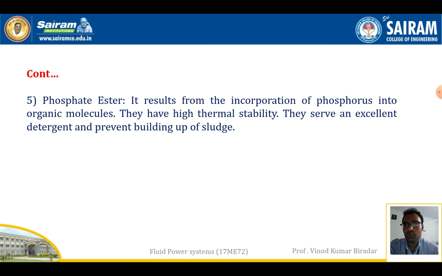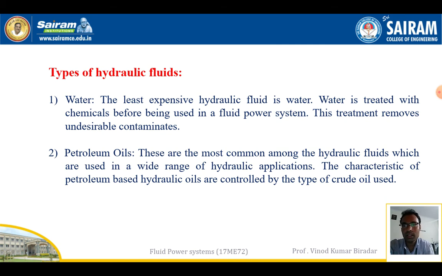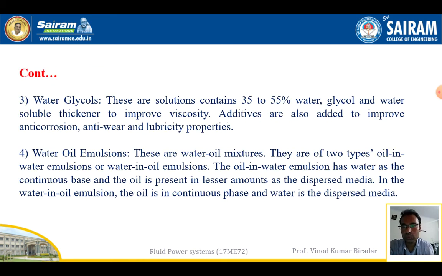Okay, so the last, fifth one is phosphate ester. The main use of this one is that it gives an excellent property, as a detergent to prevent the building of sludge. It results from the incorporation of phosphorus into organic molecules. They have high thermal stability, and they serve as an excellent detergent to prevent the building of sludge. So these are the five different types of hydraulic fluids normally used in the hydraulic power system. Just to remember: the first one is water, the second one is petroleum oil, the third one is water glycol, the fourth one is water oil emulsion.